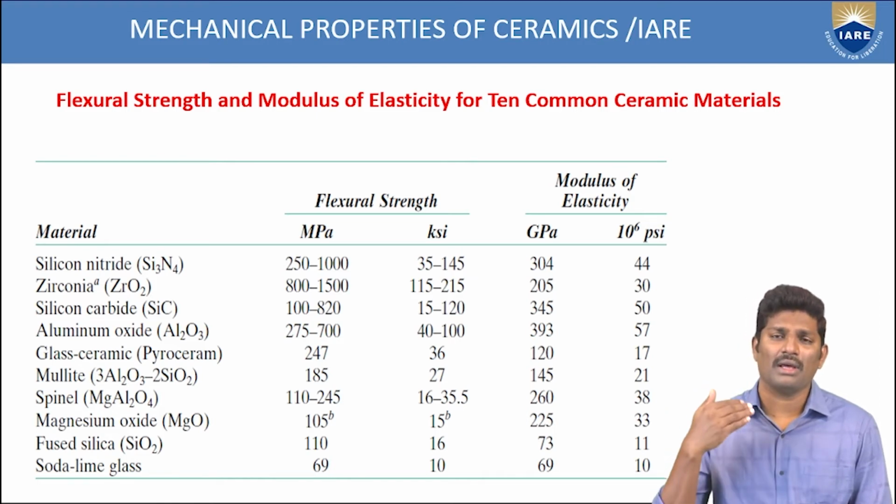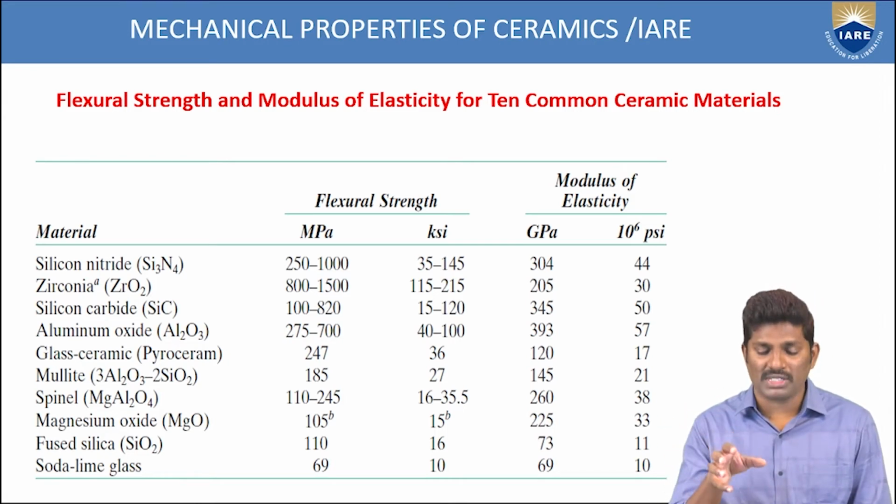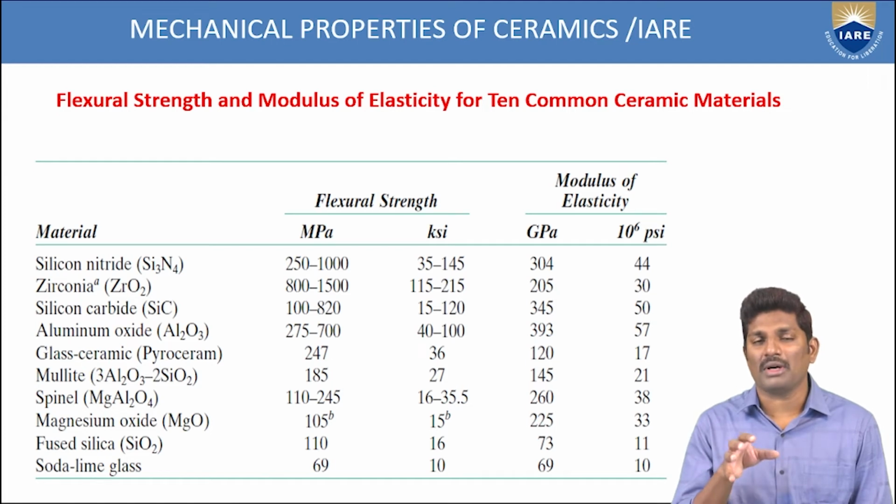But if I need about 300, then you have to go again with silicon nitride. So these compositions are very, very important. Depending upon these compositions, the properties vary. If you change a very small percentage of composition, there is a huge variation in the mechanical properties.